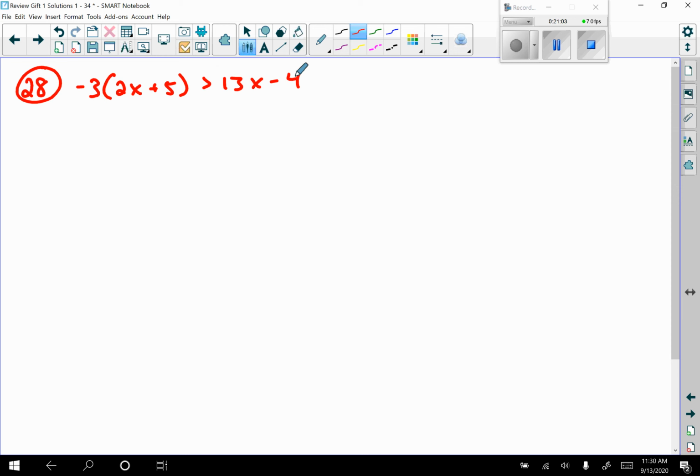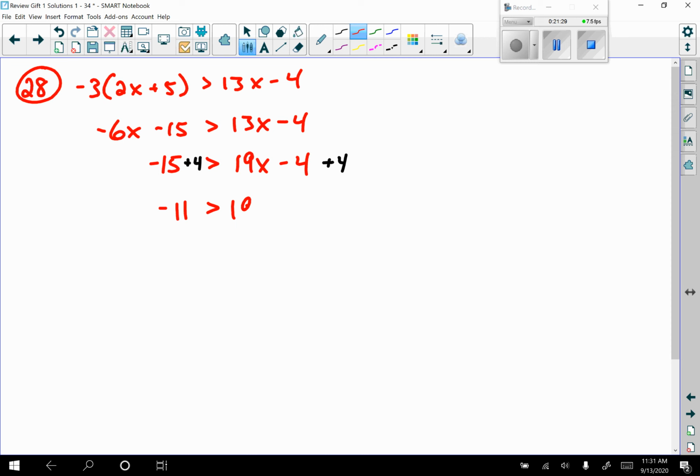All right, here again, a single inequality. We want to start by distributing the negative 3, so we'll get a negative 6x minus 15 is greater than 13x minus 4. I'm going to go ahead and add a 6x to both sides here, just to show you we don't always have to keep everything on the left side. So if I add 6, I'm going to get a 19x minus 4. Next, I want to add a 4 to both sides. So we'll get a negative 11 is greater than 19x.